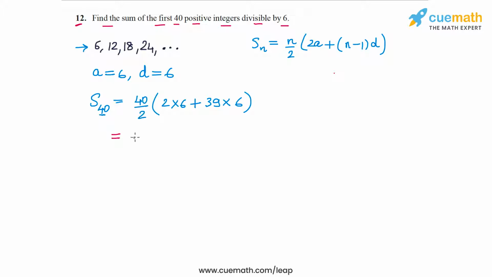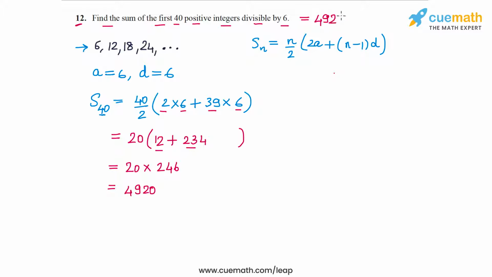So let's evaluate this. 40 by 2 is 20 times, in the bracket we will get 2 into 6, that's 12, and we will get 39 into 6, so that is equal to 234. So this is equal to 20 into (12 plus 234). 234 plus 12 is 246. So 246 into 20 is equal to 4920. So the sum of the first 40 positive integers divisible by 6 is equal to 4920. And this is the answer of question number 12.